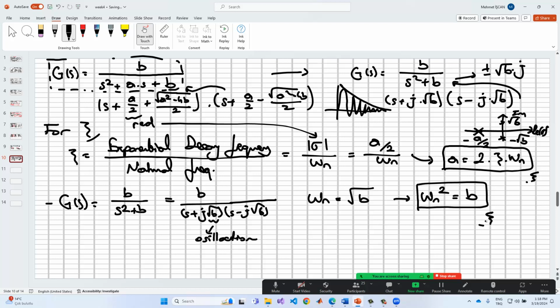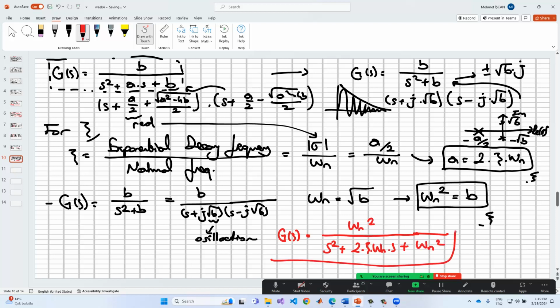And so, if this is the case, we can rewrite G(s) with omega n square over s square plus, instead of a in here, 2 zeta omega n s plus omega n square. This is the general representation of the second order system. This is the proof of the second order system.